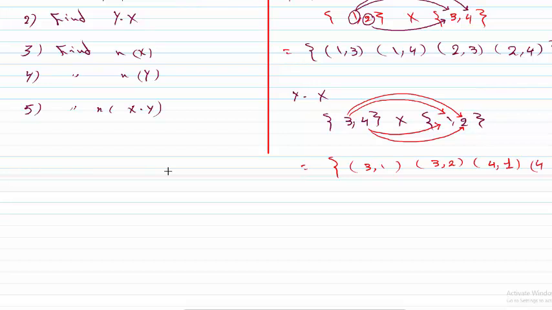What do you observe? The first answer, which is X multiply Y, is different from the second answer, which is Y multiply X. So we can write this note. X multiply Y doesn't equal Y multiply X. It is a very important note in our lesson.